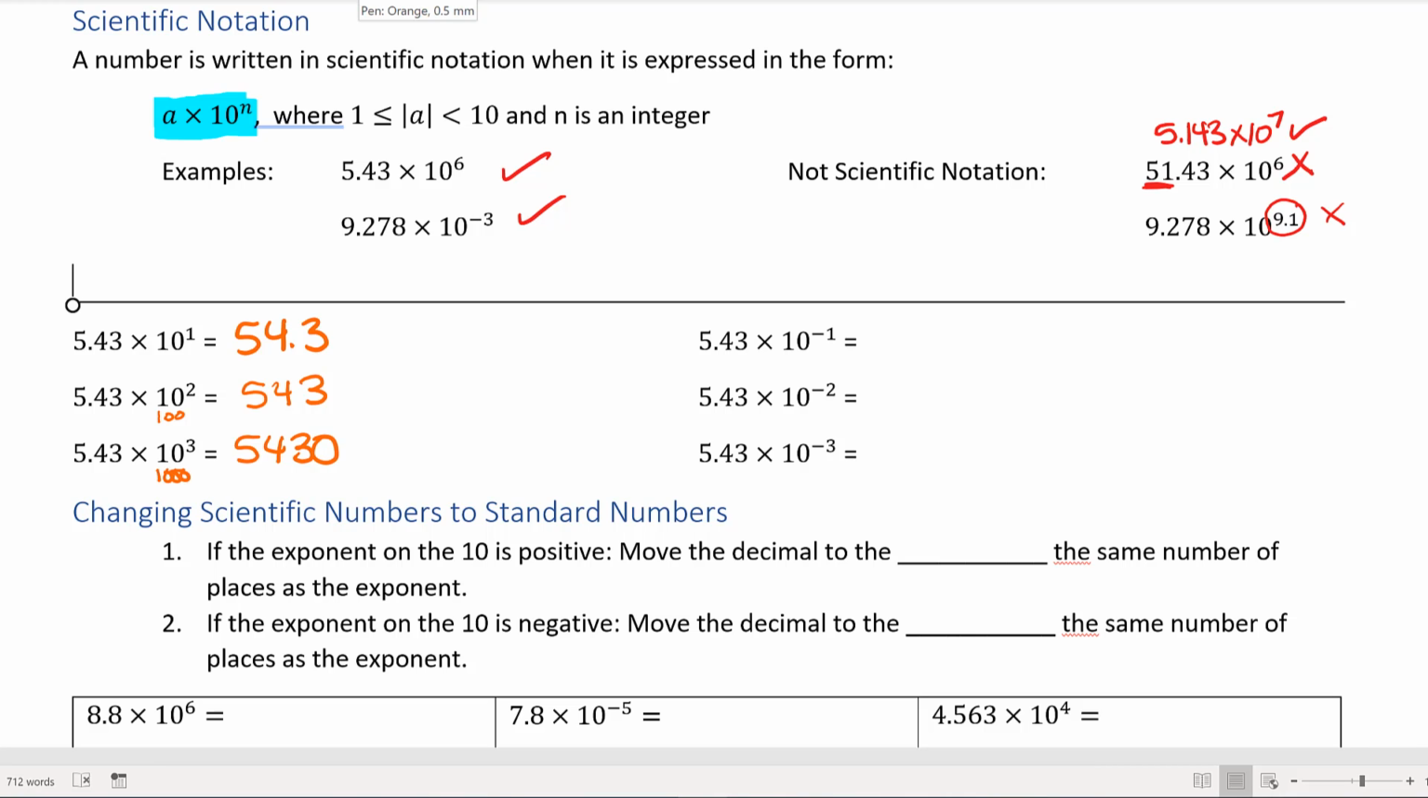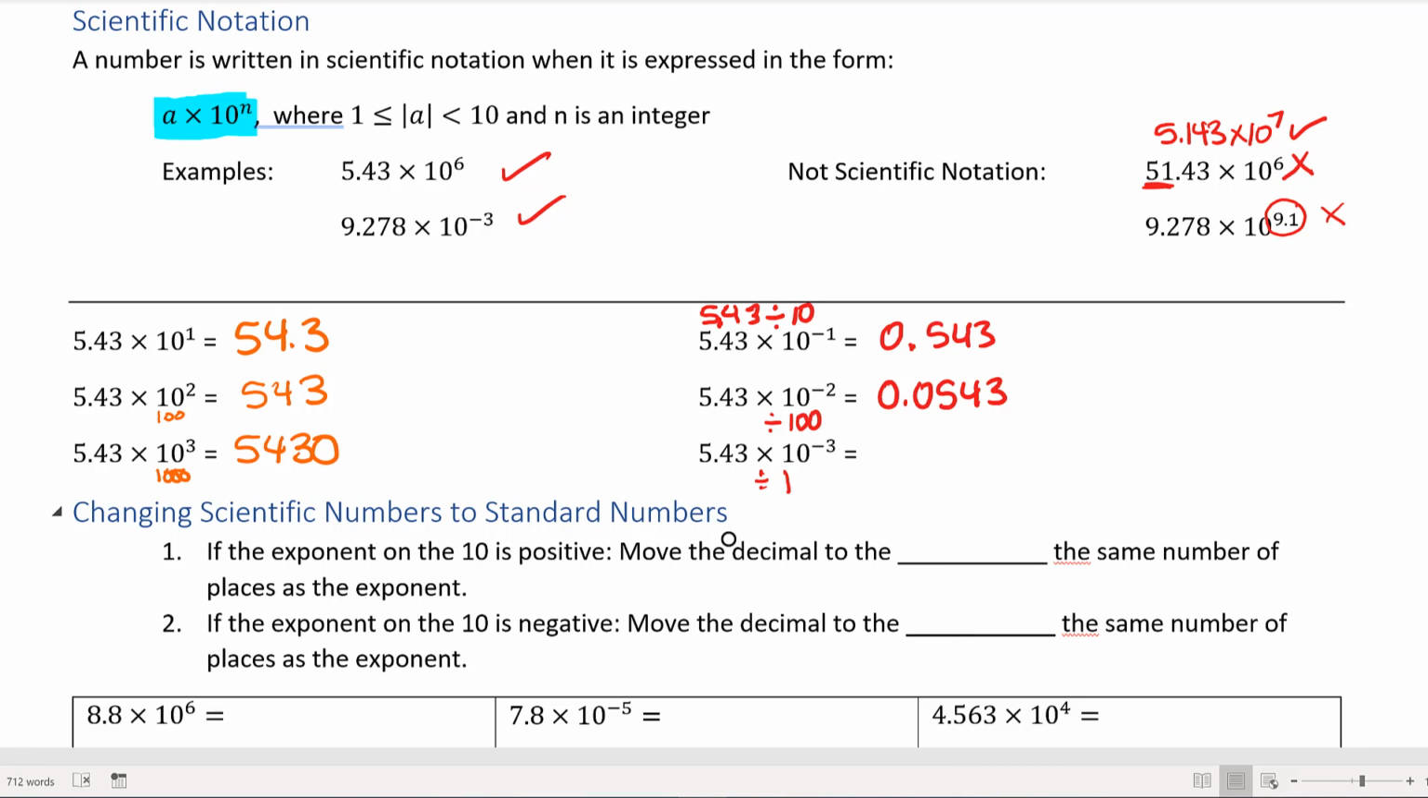Well, what happens if you go with negatives? 5.43 times 10 to the negative 1 is kind of like dividing by 10. So it's like 5.43 divided by 10, because 10 to the negative 1 means move it to the denominator, right? So this turns out to be 0.543. Well, what about times 10 to the negative 2? That is kind of like dividing by 100, because the negative says go down to the denominator, which means divide instead of multiply. 10 squared is 100, so this turns out to be 0.0543.